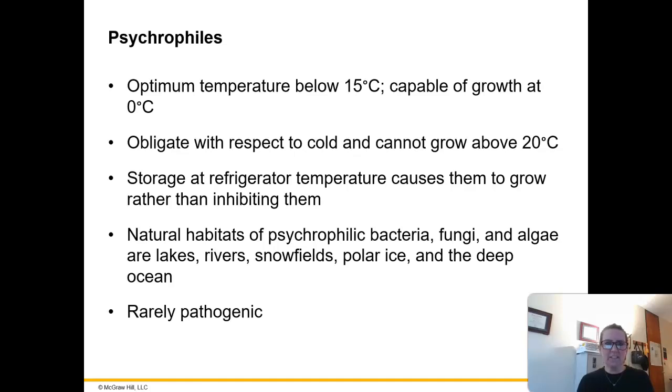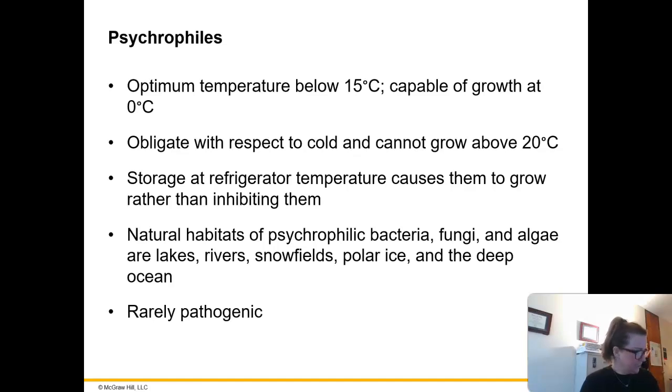ecological groups of bacteria. So psychrophiles. They like it cold, optimum temperature below 15 degrees C, capable of growing at 0. And we're going to see that once it gets too much above 15 degrees Celsius, they're not really going to like it. So by 20 degrees Celsius, they are not thriving. Storage at refrigerator temperature causes them to grow rather than inhibiting them. So think about this. We've all been told, oh, you need to refrigerate that. But some psychrophiles will continue to grow in the refrigerator.